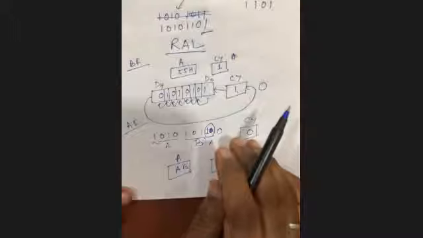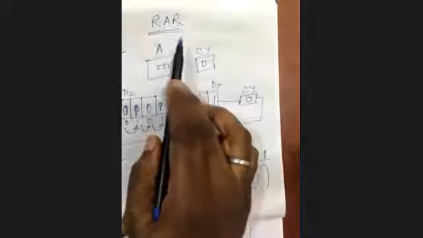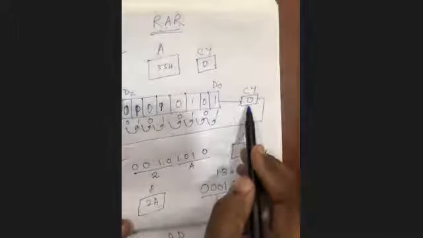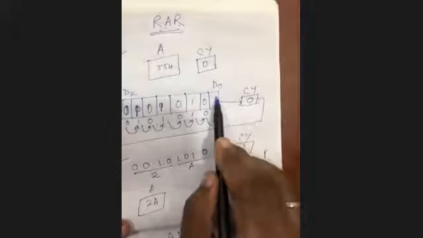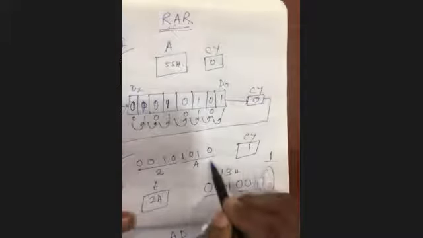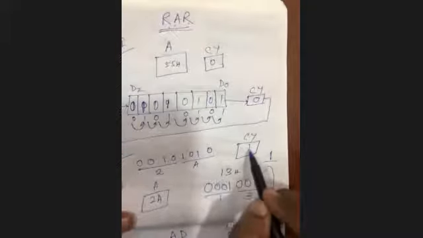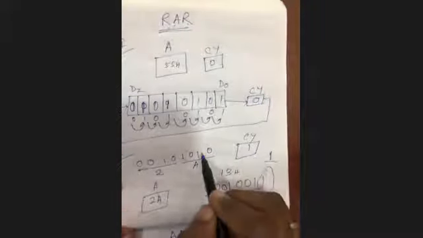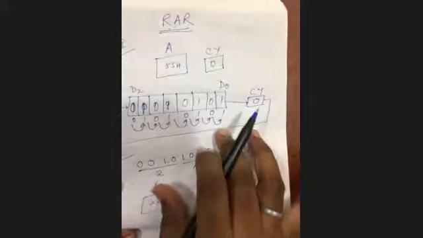Carry flag is even or odd. That will depend upon the RAR. With the help of RAR, we are checking the content of the D0 bit. If the carry flag is set, it means the number is odd. If the carry flag is 0, then the number is even.